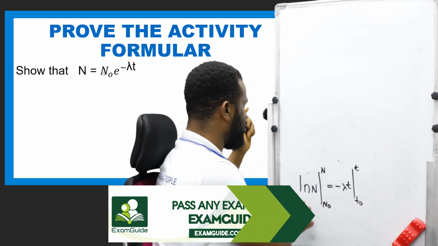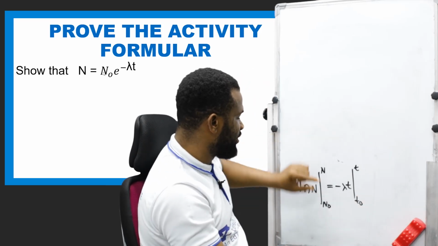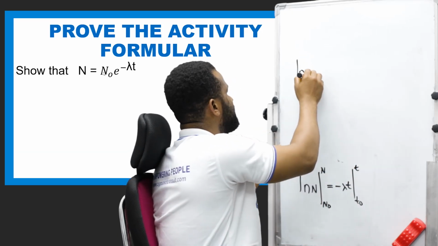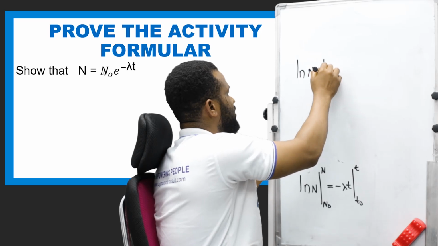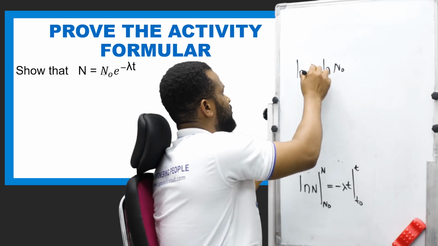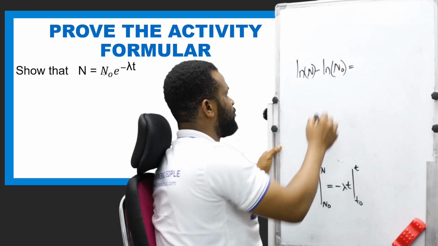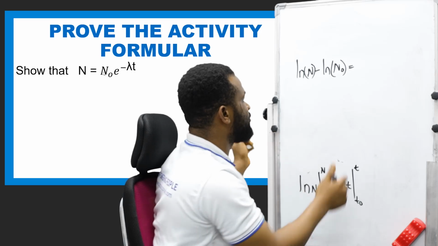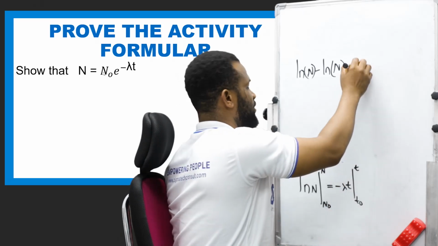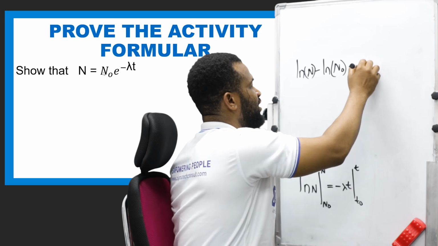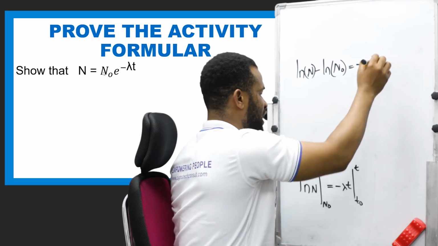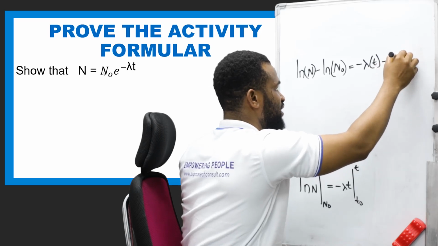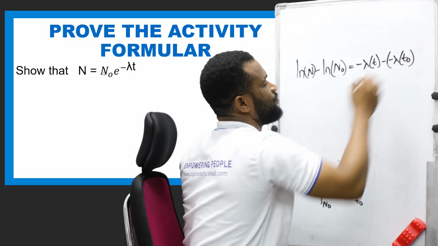So to do that, I'm going to start from highest to lowest. So I'm going to have ln N minus ln N sub naught, okay? So I substituted: anywhere I see N, I will put this and subtract the next one. So for this one also, I'm going to have minus lambda bracket t minus lambda bracket t naught.